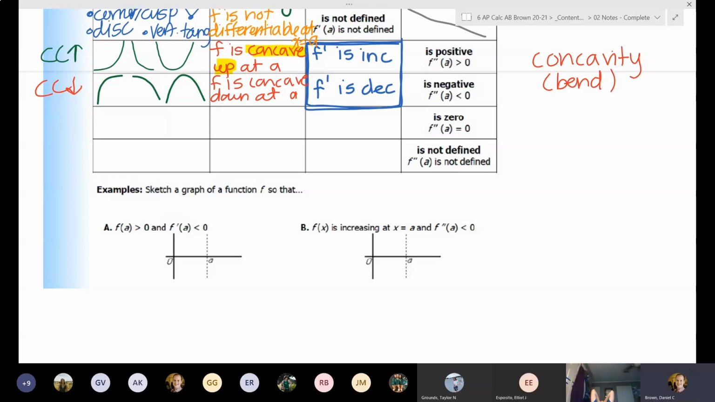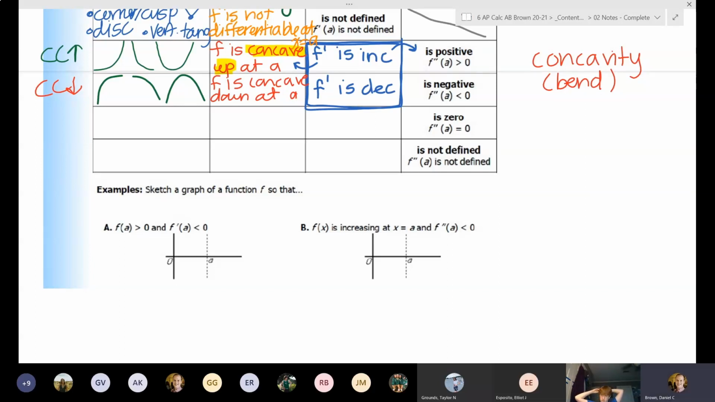But this also kind of means everything in that row is equivalent. So if I just tell you, hey, f prime is increasing, I want you to also know that means the second derivative is positive, and that also means the original function is concave up. Those three statements in that row are interchangeable. Likewise, if I say f prime is decreasing, that means the function is concave down, and that means the second derivative is less than 0.